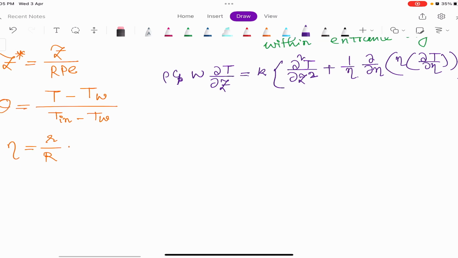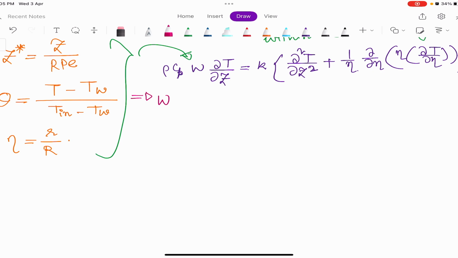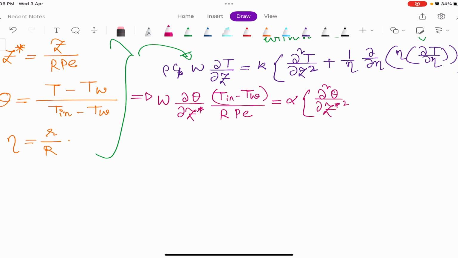So now if I put these dimensionless parameters into this equation, then I will get what? Then I will get W, and I know the value of this W actually, okay, because it is fully developed. So W is equal to, okay, I will write it later, W is equal to 2 into W average, that I mean Hagen-Poiseuille velocity profile. It will be theta, and this will be Z star. So I will multiply T in minus T infinity, because I have introduced theta here, and then it will be R into PE. Then I have to multiply K, now K by rho Cp. I am bringing this rho Cp into the denominator of the RHS, this will be alpha. Then I will be having this, so this square, okay.